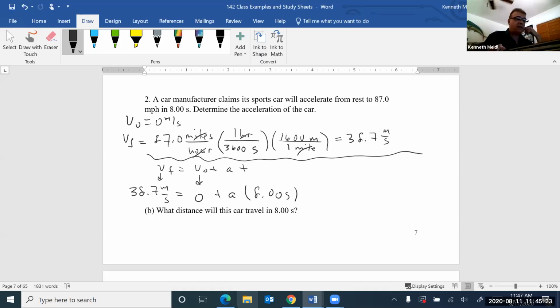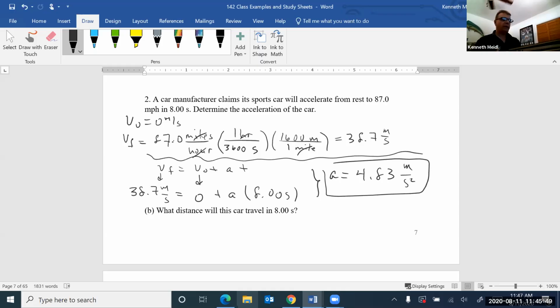The physics is done. Now it's up to you and a calculator to be able to get the answer out. So I've got 8 times A equals this 38.7 number. So I'm just going to get that number divided by 8. And looks like it's pretty close to 4.83 meters per second per second. That is the acceleration rate of this car. Okay.